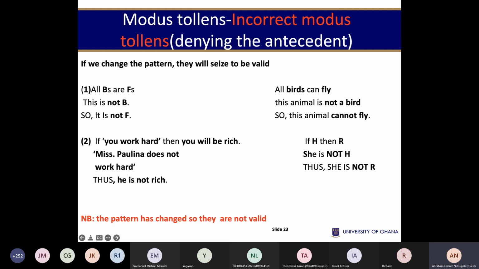How do you deny the antecedent? We are saying you have a conditional statement. Conditional statements are made of antecedents and consequence. Now, for your second premise, instead of denying the consequence, as the rule says, you rather deny the antecedent. So if you work hard, then you'll be rich. Paulina does not work hard.